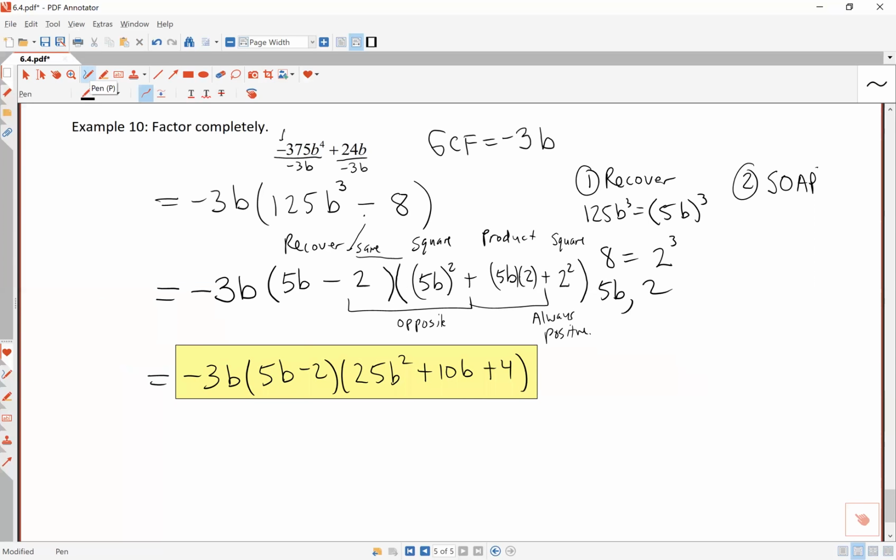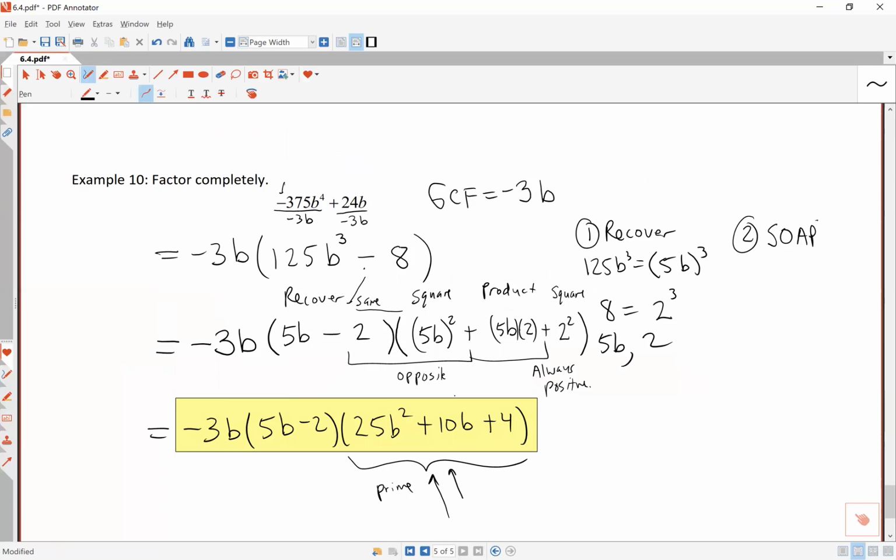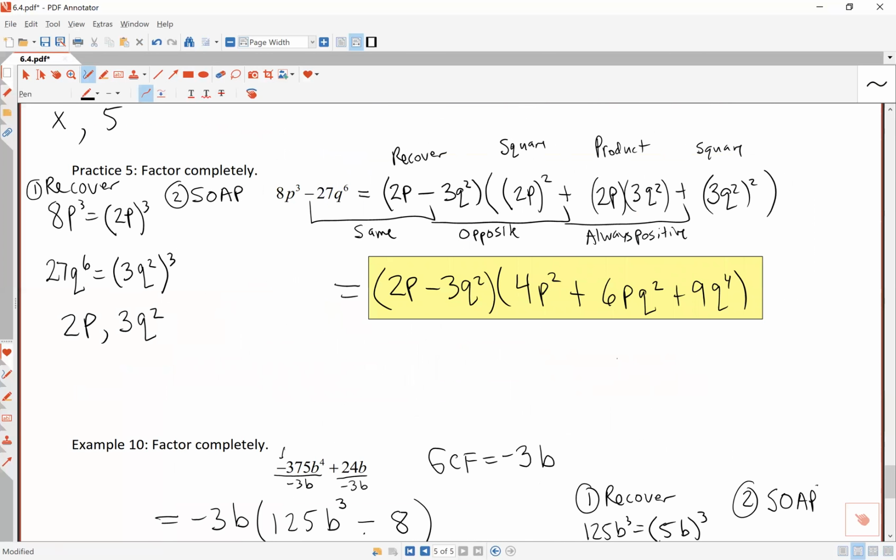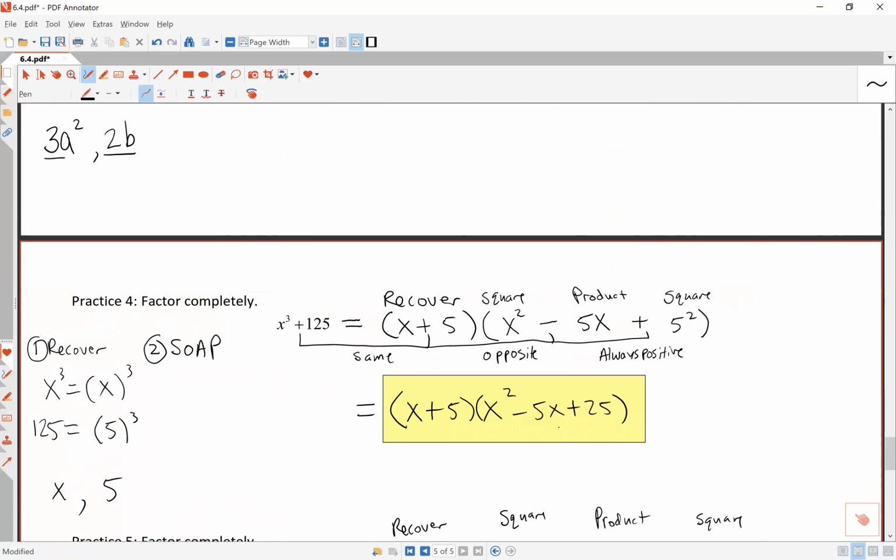One last note on factoring sum and difference of cubes. The remaining trinomial that you get every time you factor sum and difference of two cubes is prime. You never have to consider factoring that remaining trinomial. This was a prime polynomial. There's no way to factor x squared minus 5x plus 25.